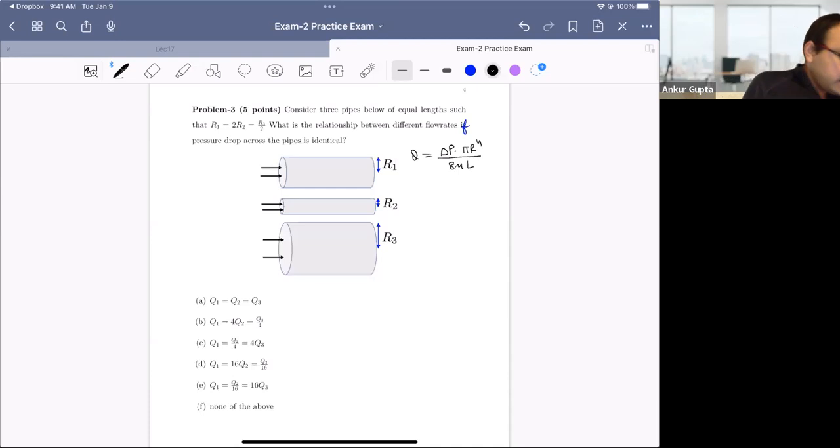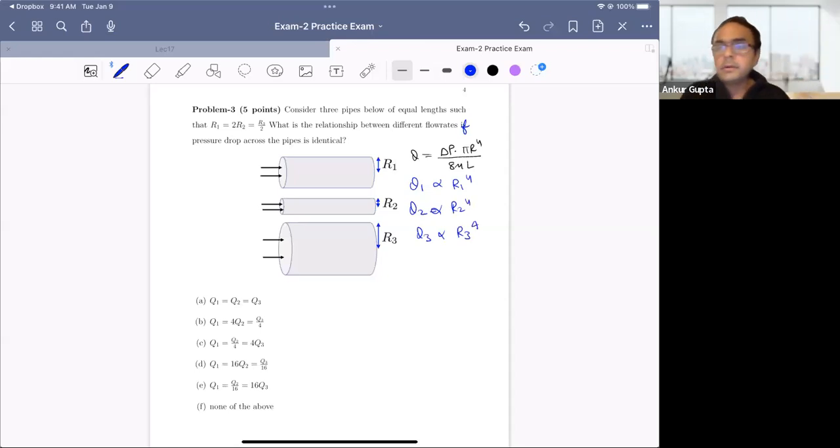We had discussed that it goes as R to the power of 4, and goes as 1 by 8 mu L. So from that, clearly, we can just say Q1 is proportional to R1 to the power of 4, Q2 is proportional to R2 to the power of 4, Q3 is proportional to R3 to the power of 4, because the rest of the properties are the same. Pressure drop is the same, viscosity is the same, and the length is the same. Clearly, it's equal lengths, as written in the problem. So Q is basically R to the 4th.